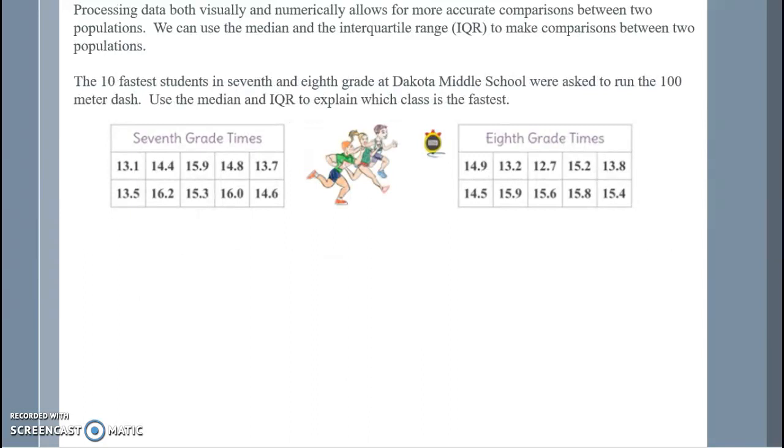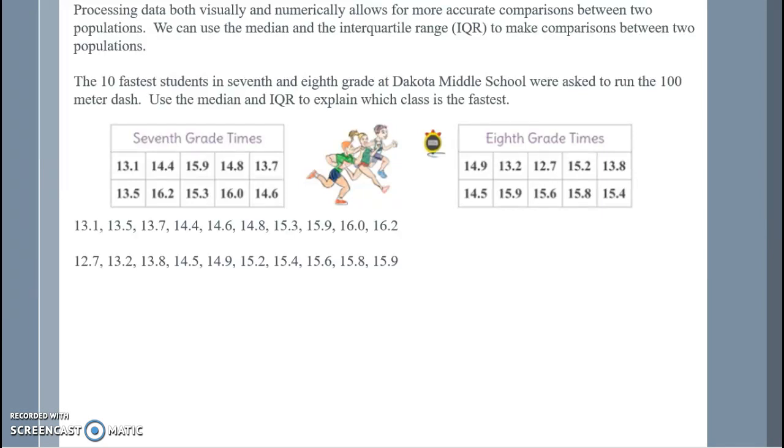Processing data both visually and numerically allows for more accurate comparisons between two populations. We can also use the mean and interquartile range to make comparisons between two populations. The 10 fastest students in 7th and 8th grade at Dakota Middle School were asked to run the 100-meter dash. Use the median and interquartile range to explain which class is the fastest.